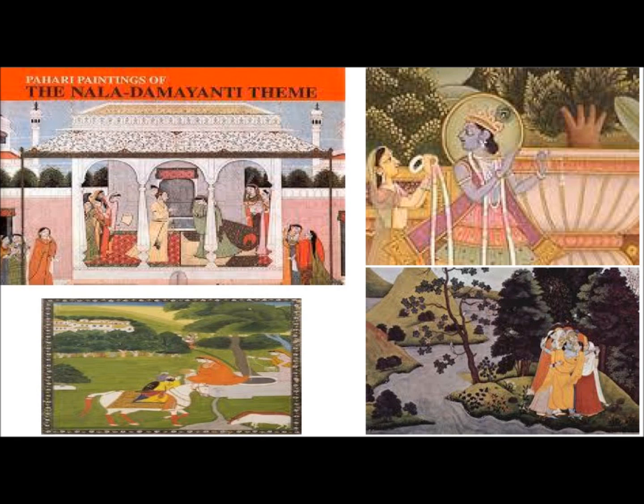One of the main themes, one of the main characters of Pahari painting is love. Love means the depiction of romantic relationship between two lovers. And among the various themes of love, the most prominent two themes are Madhav Malati and Nal Damayanti, which are depicted by Pahari painting.